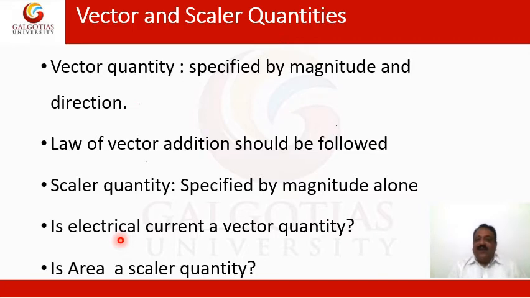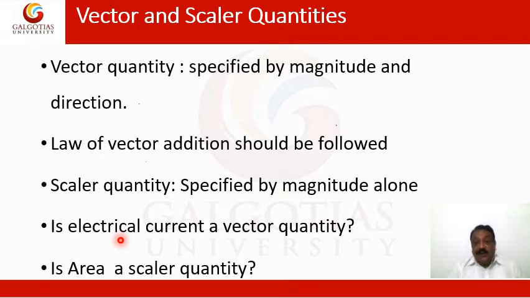What is the law of vector addition? This is the law of parallelogram or law of polygons or law of triangular addition of vector quantities. So, though electric current has a magnitude, say 10 ampere, and it has a direction also, that it moves from point A to point B, if point A is at higher potential and point B is at lower potential, we can definitely say that its direction is from A to B. But if I try to add two current streams together, they will not follow the law of vector addition.